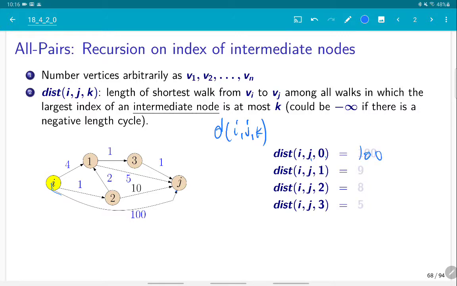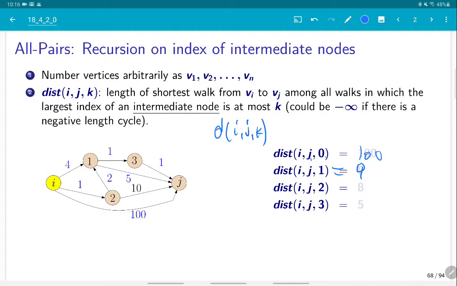Okay, d_ij^1. What does d_ij^1 mean? It means we want the path between i and j that can use an intermediate vertex with index at most 1. Well, there's only one such vertex, 1 of course. So this path is this path, going 4 and 5. Okay, so this is going to be 9.